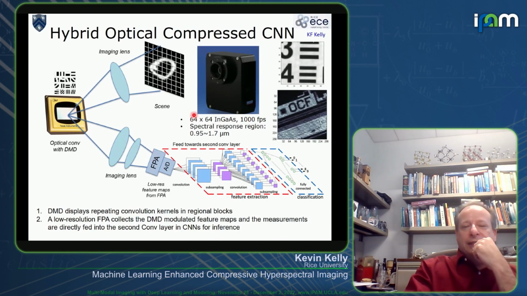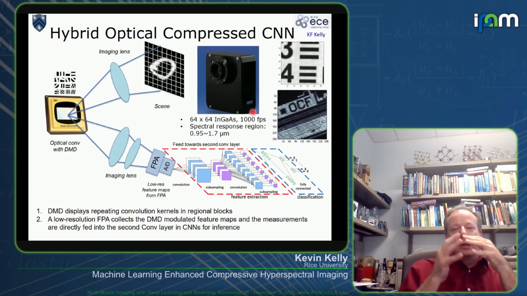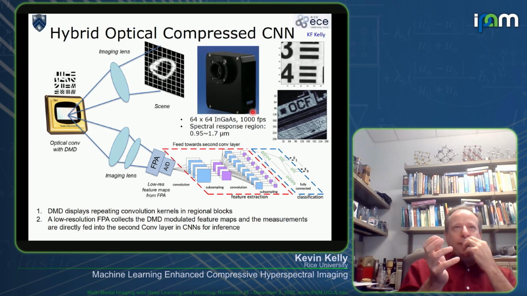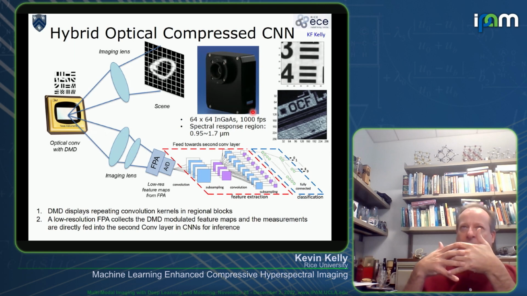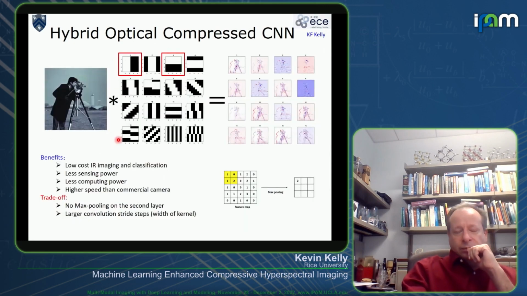The importance here is this 64 by 64 InGaAs camera. It takes 1,000 frames a second, so it's a neat little camera, but the problem is that it's only 64 by 64 pixels. If you wanted 256 by 256, that's a $50,000 camera. So if I can take a $2,500 camera and do $50,000 machine vision tasks with it, that's a great improvement. That's what we did.